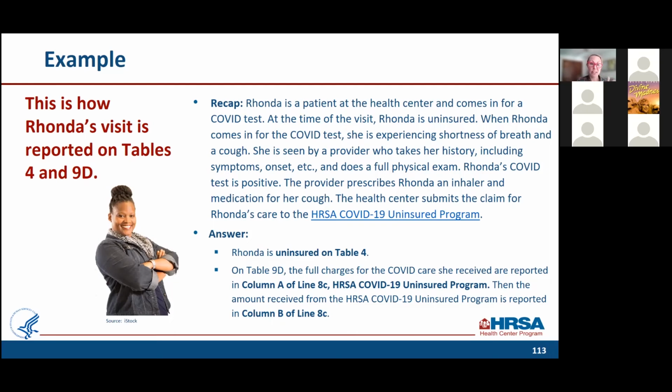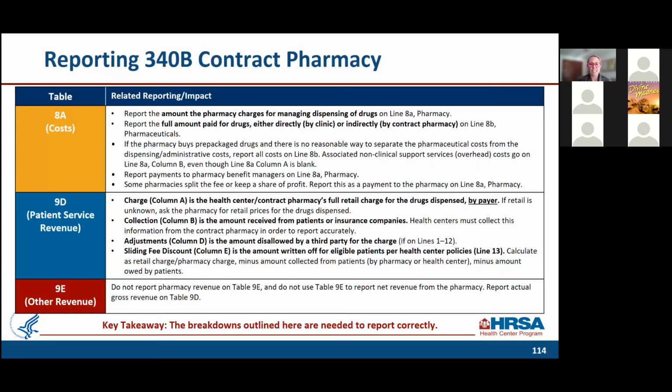But then on table 9D, the full charges for the COVID care she received are reported in column A of line 8C versus COVID uninsured program. And then the amount received from the HRSA COVID uninsured program would be reported on column B of line 8C. Hopefully that example connected those two tables and how they would fit together in a scenario.